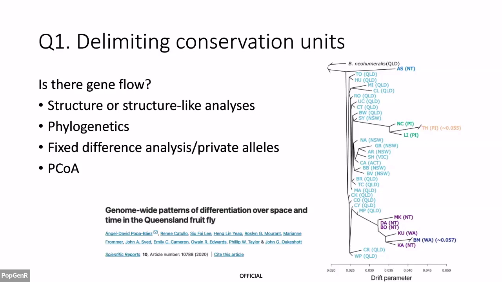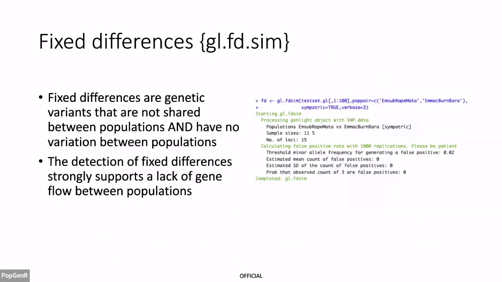So I use this as a cautionary example of overinterpreting. You know, structure-like analyses tell you there's no gene flow, but they don't tell you why. And it's the same for lots of things. Fixed difference analyses are a little bit of a pet peeve of mine in conservation because people interpret them as management units. So there are fixed differences. The maths behind fixed differences is totally valid, but there are different ways fixed differences accrue besides them being distinct evolutionary units. So detecting fixed differences says there's a lack of gene flow.